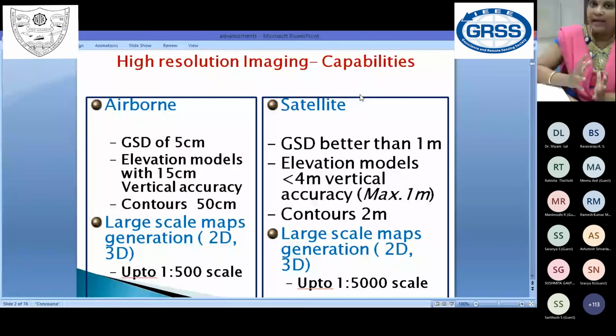Okay, so with airborne, if you have better ground sampling distance, you will have better elevation models, vertical accuracy and contours also. And in case of satellite, if you have some 50 centimeter resolution, you can generate up to 1:5000 scale map. 1:5000 scale map is nothing but the information content and the accuracy of the map will be dependent on that particular scale. Okay, and in 1:500 scale, you can see small objects also. I'll show you the next one.